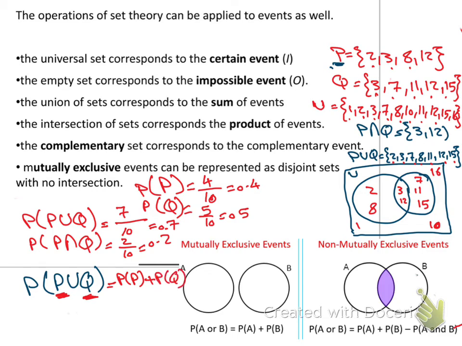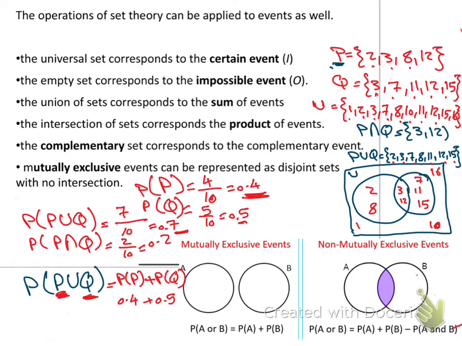Because the probability will increase to include all the numbers in P and all the numbers in Q. So probability of P plus the probability of Q. But we have some overlap here. We have these numbers which are repeated here and there. So it will be probability of P, which is 0.4, plus probability of Q, which is 0.5, which is 0.9, but our answer here was 0.7.